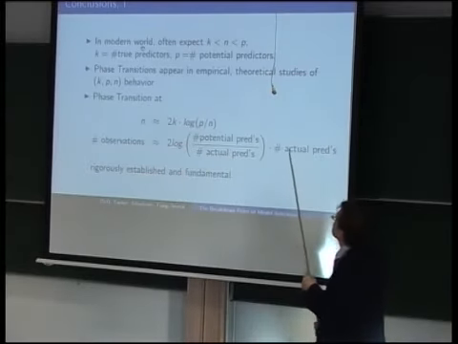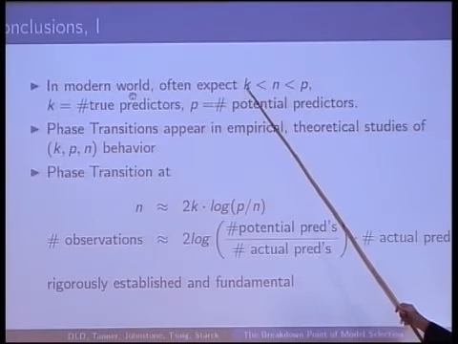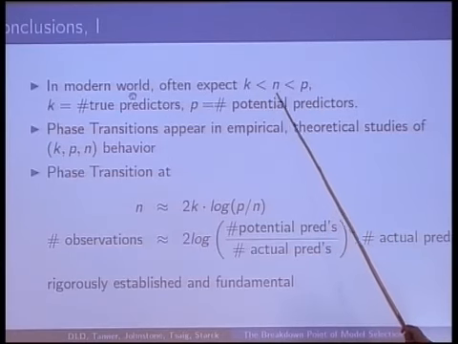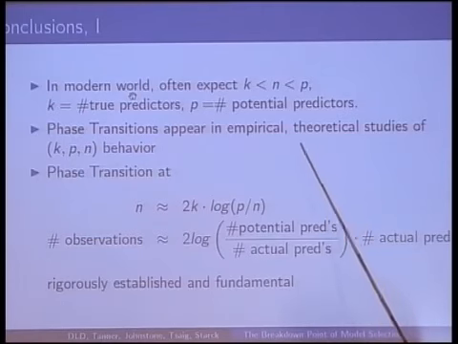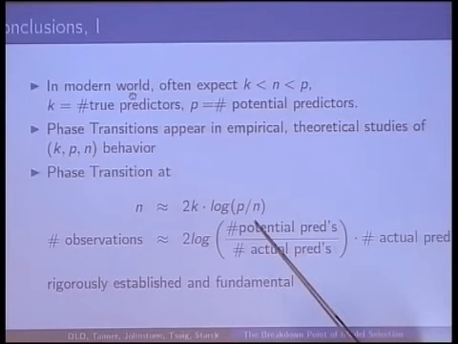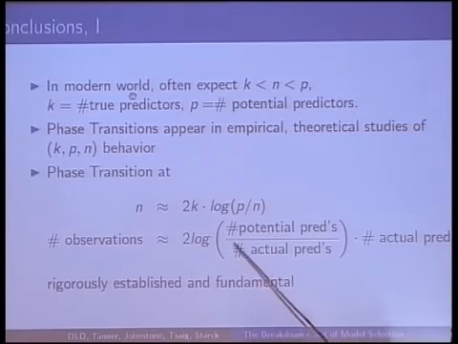Okay, conclusions. In the modern world, we often expect a situation where there's a small number of true predictors, many potential ones, we don't know which, and a limited number of observations, in such a way that we're in this zone. For algorithms, we often see phase transitions, and this phase transition, which Jared and I found in the noiseless case, also seems to infect all methods of model selection in the noisy case. It says that when the number of observations is about 2 times the log of the number of potential predictors over actual predictors, times the number of actual predictors, things blow up.